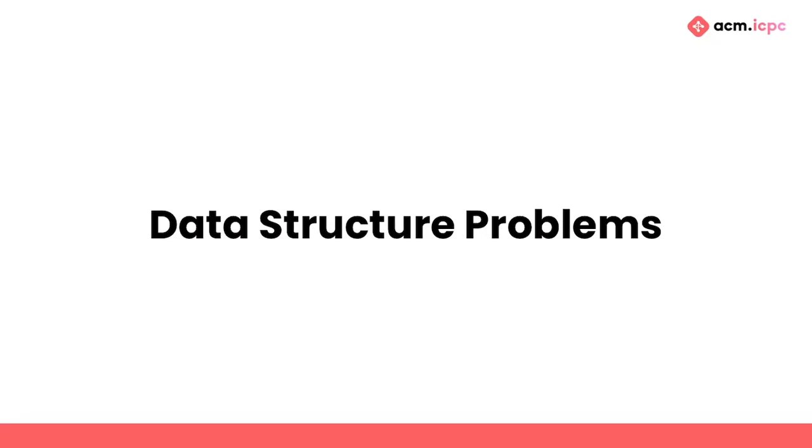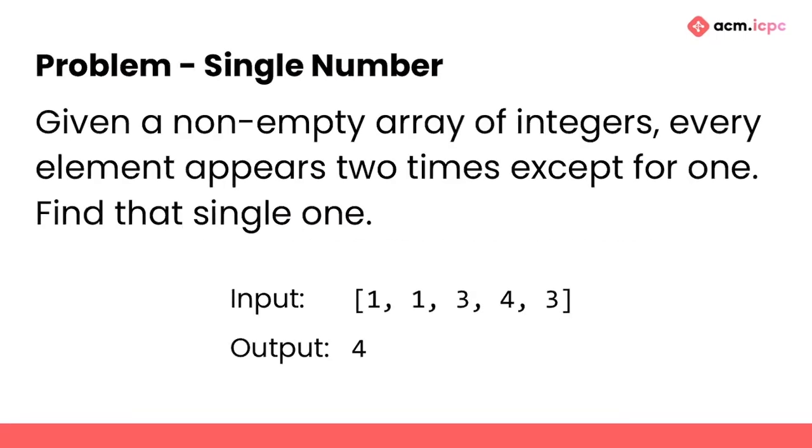These are going to be ordered from easiest to hardest. We're going to start off with a couple of simple data structure problems and then work our way up to harder problems that require some combinations of data structures. First, we have the single number problem. The problem statement is that we're given an input where every element in the array appears twice except for one that appears once. In this input, the 1s are matched together, the 3s are matched together, and the 4 is the odd one out. Our problem is to look at this array and output the 4.